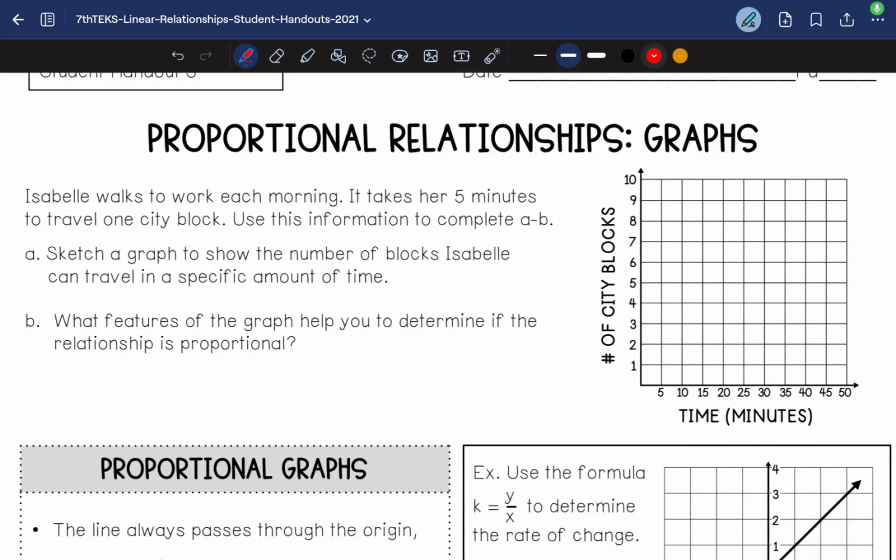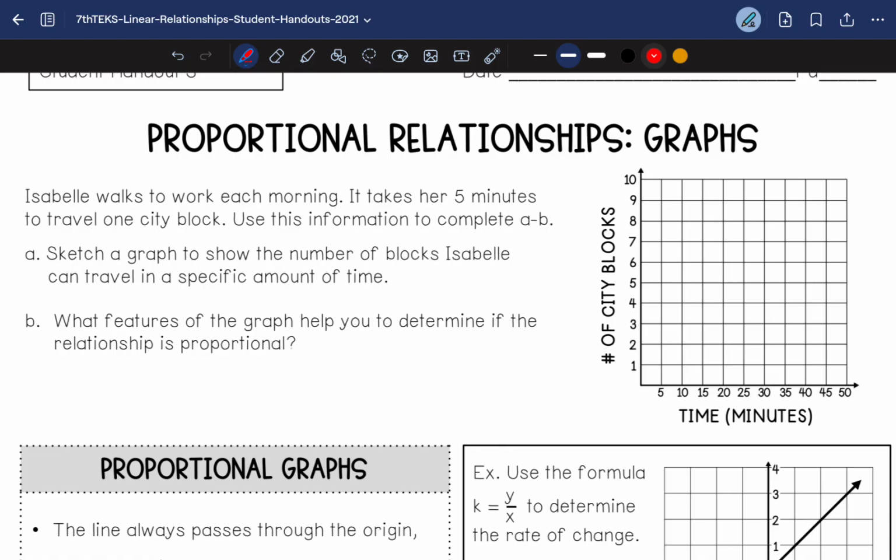Hey guys, today we're going to do proportional relationships with graphs. So we're going to look at the very top here. It says Isabel walks to work each morning. It takes her 5 minutes to travel one city block. Use this information to complete A through B.